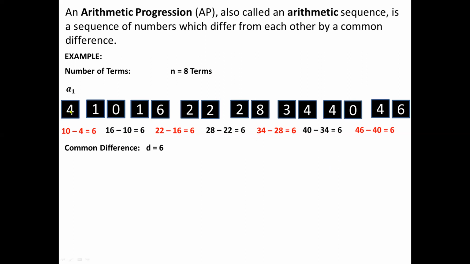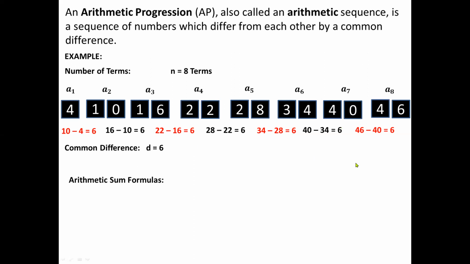Ang 4 ay ang tinatawag nating a sub 1 o ang ating first term. Second term naman ang 10. Third term naman ang 16 or a sub 3. Gagamitan naman natin ng variable na a sub 4 ang 22. Ibig sabihin is fourth term. Same thing with 28 as our fifth term. Then a sub 6 or 34. Ang 7th term natin is 40 and the 8th term is 46 or the last term.